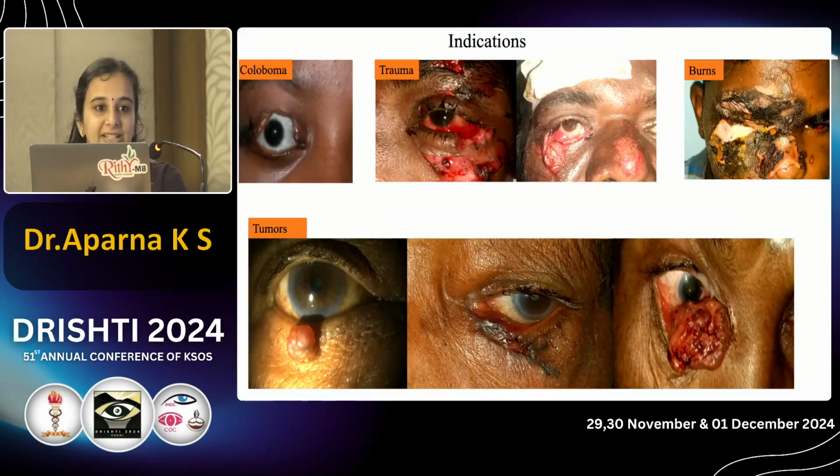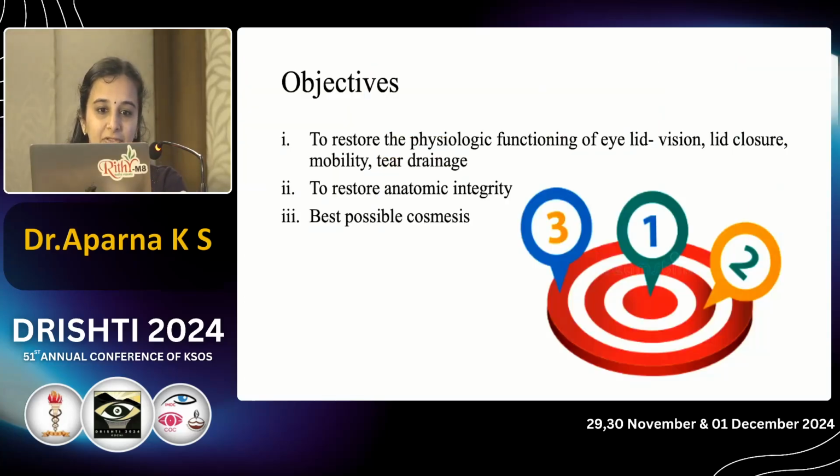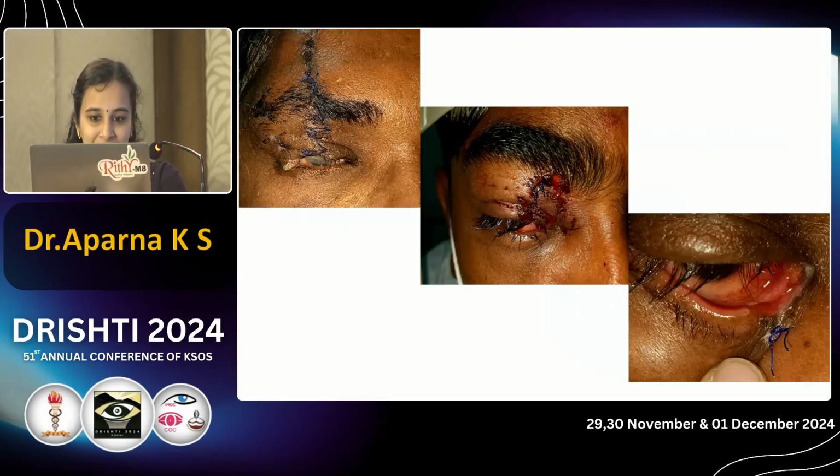Various indications for lid reconstruction are lid coloboma, traumatic defects, burns, various tumors requiring resection, like that. The primary objective of this procedure is to restore the physiologic functioning of the eyelid, like maintaining vision, lid closure, mobility, tear drainage. Secondary objective is to restore the anatomic integrity, and final objective is to maintain best possible cosmesis. This can be attained by maintaining the symmetry between both eyes as much as possible.